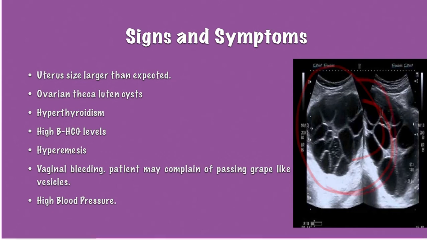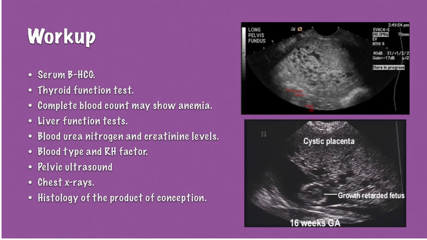Here on the right side you can see ovarian theca lutein cysts. These are a rare type of functional ovarian cyst. They are associated with gestational trophoblastic disease. Workup: serum beta HCG, thyroid function tests, complete blood count may show anemia due to heavy vaginal bleeding, liver function tests, blood urea nitrogen and creatinine levels, blood type and Rh factor.